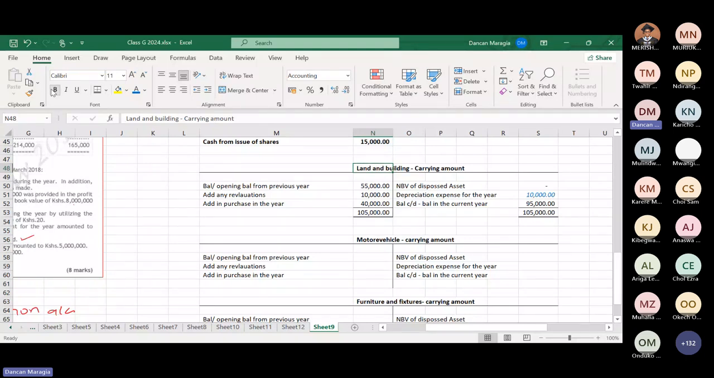Anything that is reducing the asset is on the credit, and the current balance carried down. Anything that is increasing them goes to the debit.